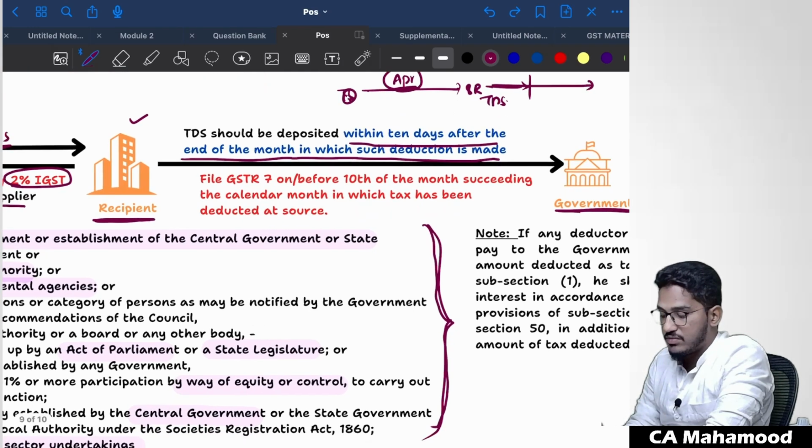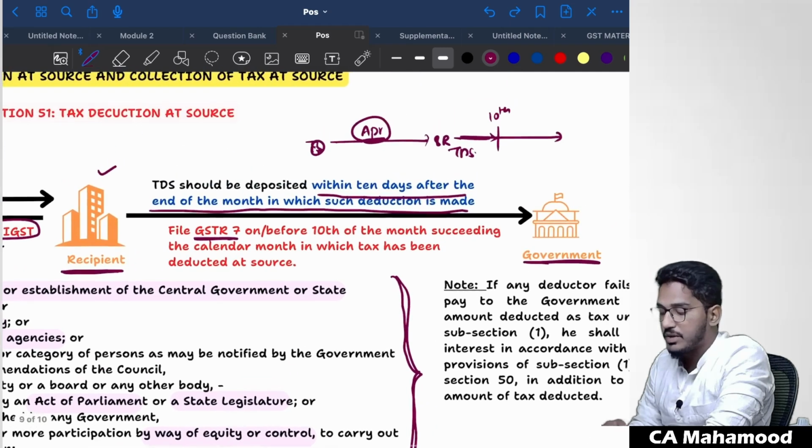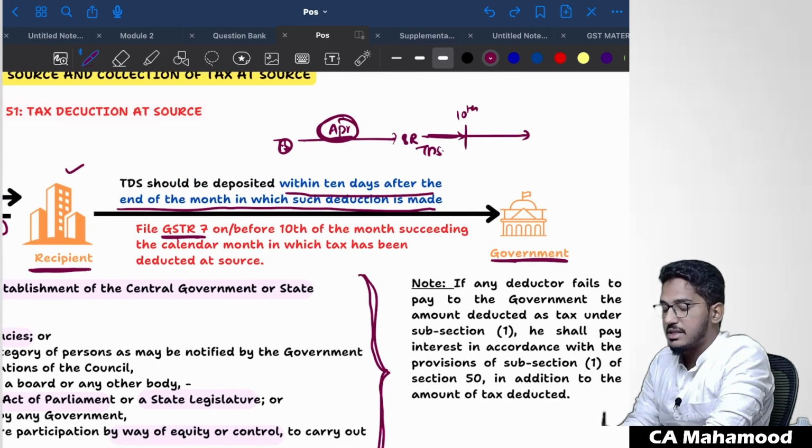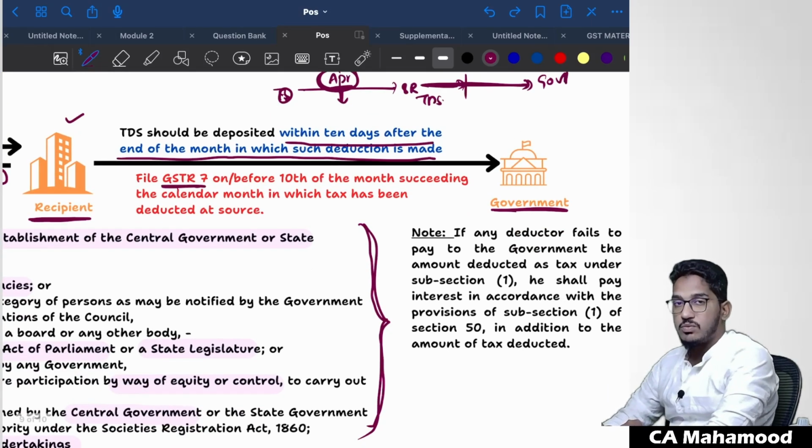And how generally that TDS will be paid is, this recipient will file one return, GSTR 7, on or before 10th of the month succeeding the calendar month in which the tax has been deducted. So whatever TDS he has deducted in the month of April, by 10th of May, he will file GSTR 7, and by filing that GSTR 7, whatever TDS amount is there will be deposited with the government.